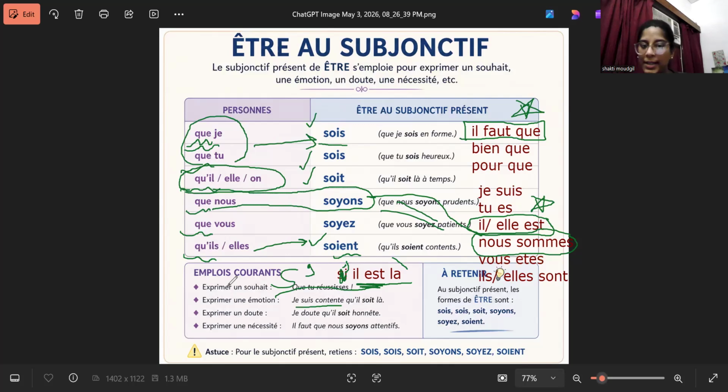So this is one example. Then there are other conditions where we use the subjunctive. For example, in a sentence where we're showing doubt, when we're giving an opinion in the negative form or in a question form. We're going to be learning about these in the next video. For now, this was the conjugation of être in the subjunctive form.